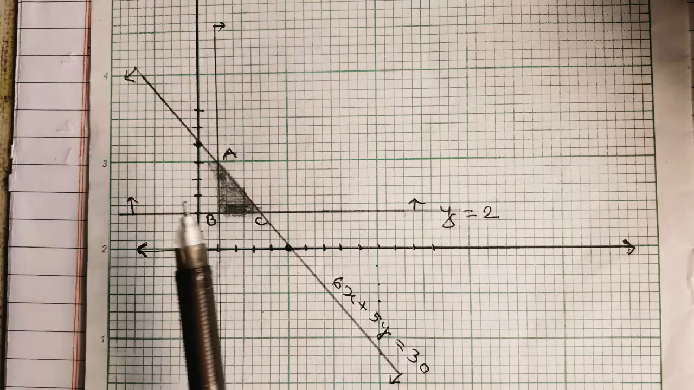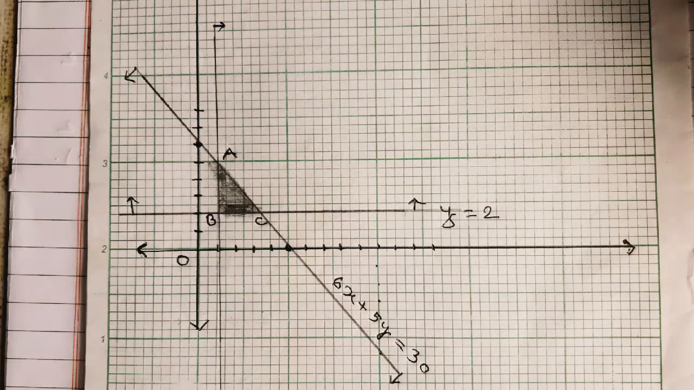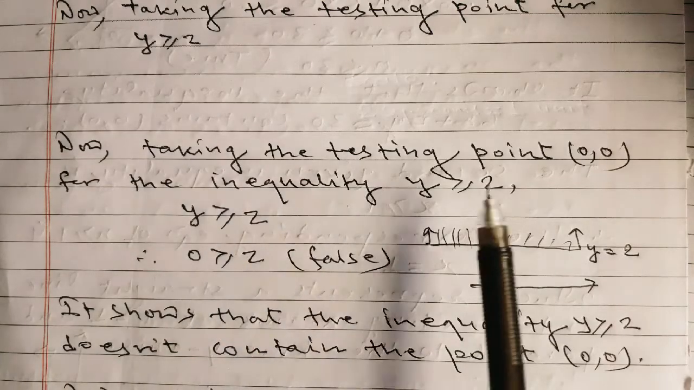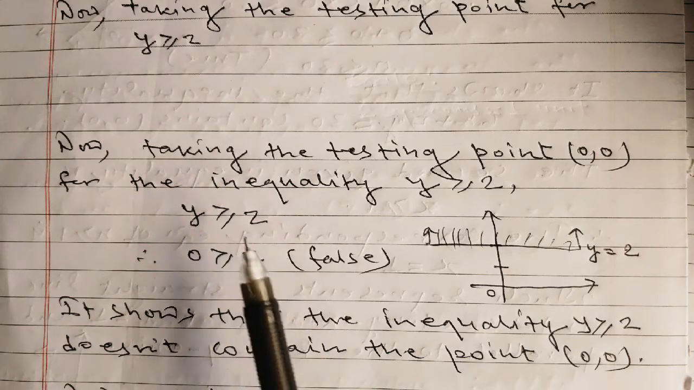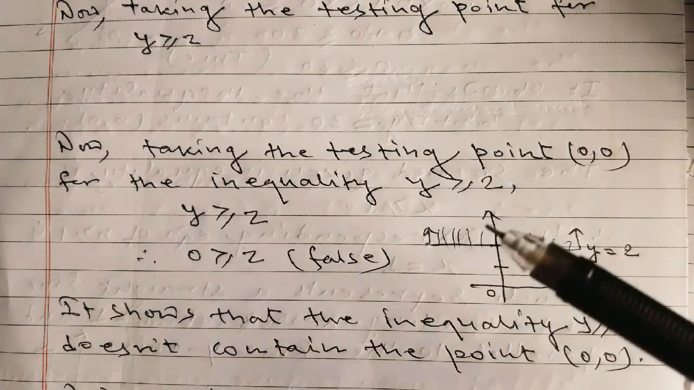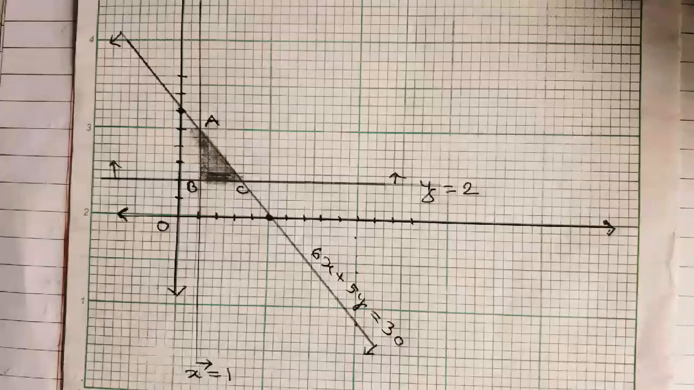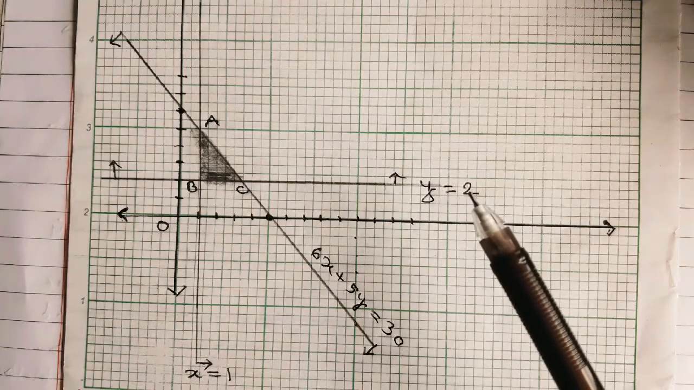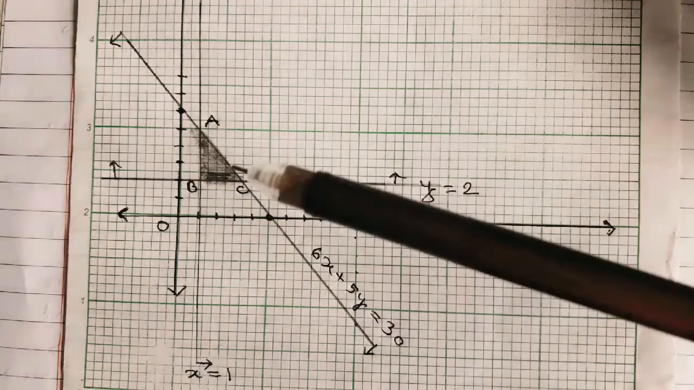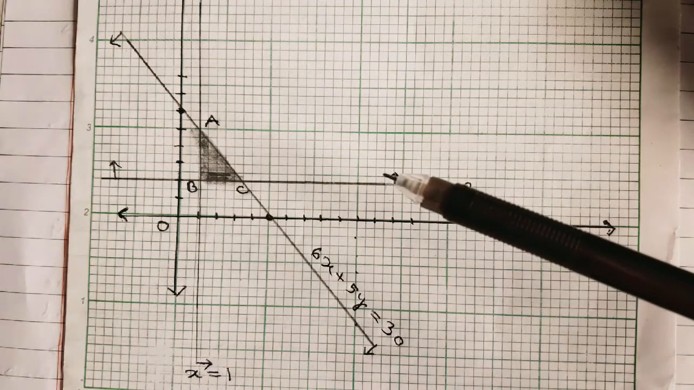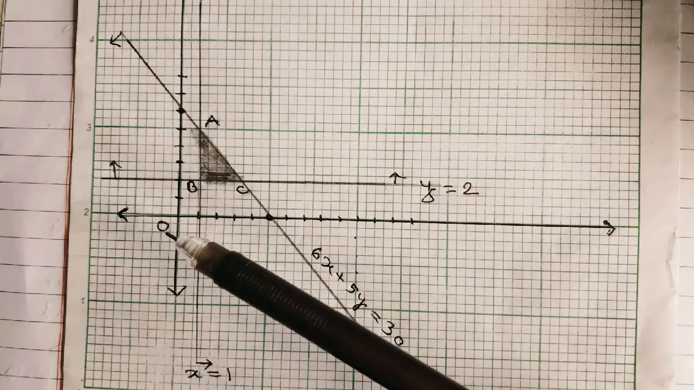Now to show the region of the third inequality, we have to take the help of the testing point. Already we have shown that the point 0, 0 does not satisfy the inequality y greater than or equal to 2. That means the graph of the inequality y greater than or equal to 2 doesn't contain the point 0, 0. So the region represented by the inequality y greater than or equal to 2 will be above the line y is equal to 2, because y greater than or equal to 2 doesn't contain the point 0, 0.